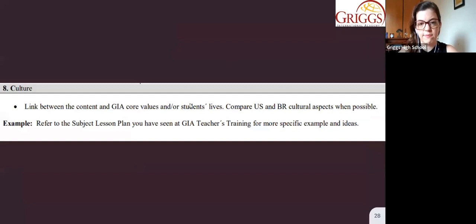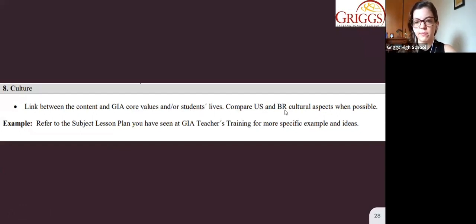And then we have culture. Culture is linking the GIA key values with the lesson. So you're going to write, the students will be asked to connect the GIA key values with the topic of the lesson by discussing XYZ, by writing a paragraph, a reflective paragraph, based on the quote. So you're going to write here what is the activity that you're going to use for students to make this connection?